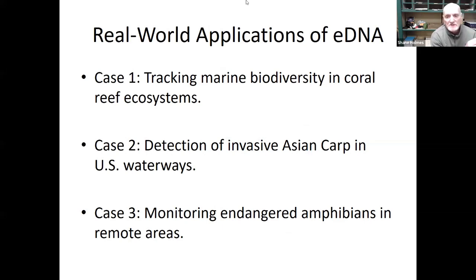So I have some real-world examples of environmental DNA conservation here that I want to talk about and the role that they play in conservation. Again, I don't have a lot of time to cover the technical aspects of each of these, so I'm just briefly going to cover a little bit about each. However, I do provide references at the end for each of these.